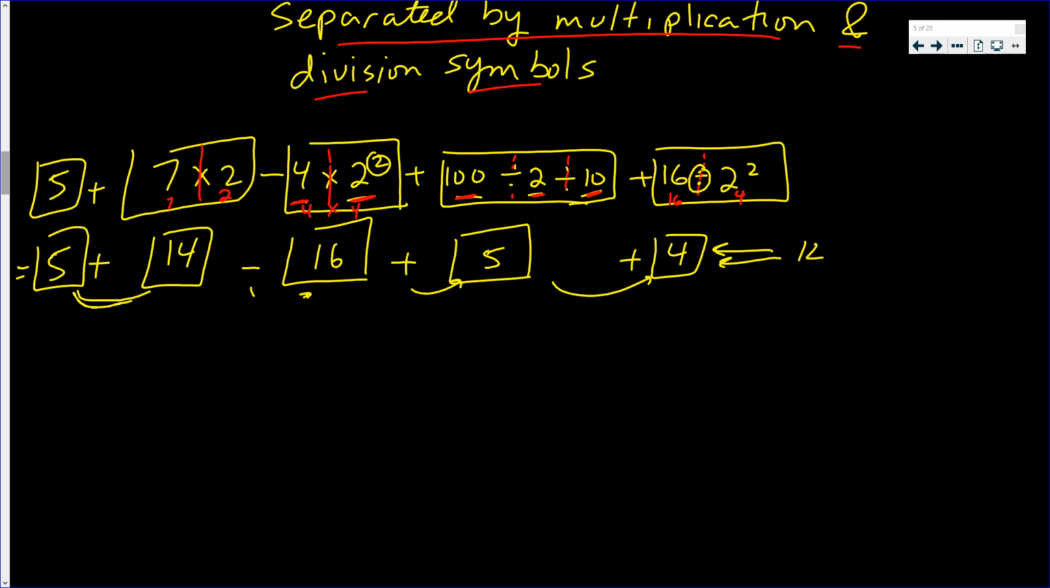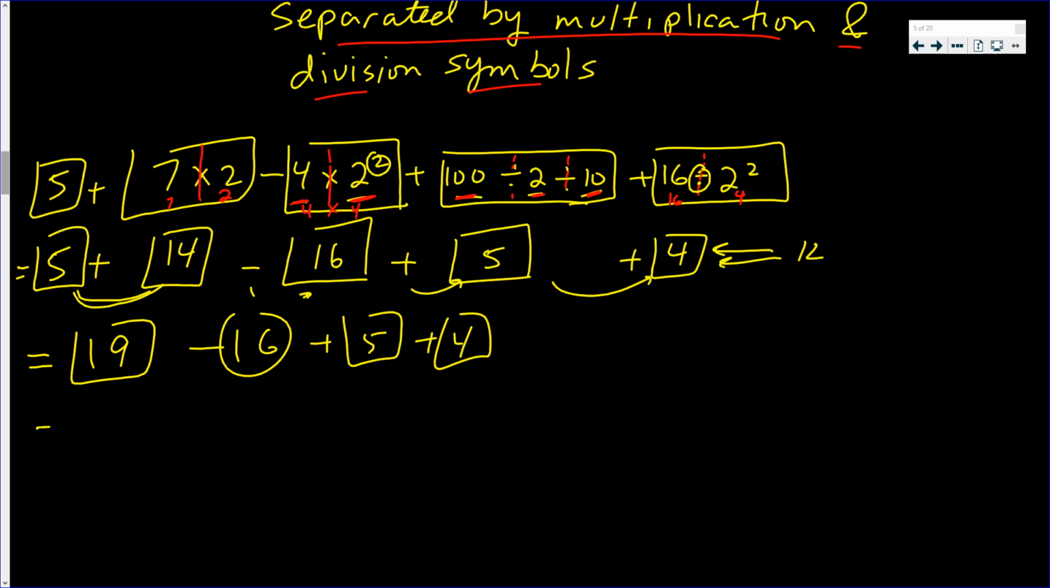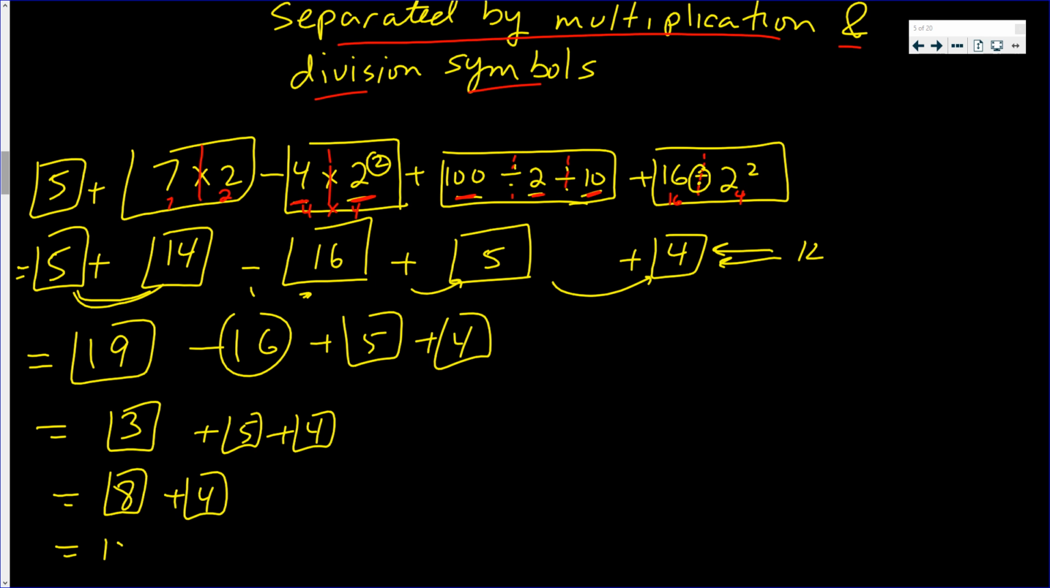If you want to do this and say that's 19, want to do that first, wonderful. But write everything else down. If you want to put the boxes, put the boxes. 19 minus 16 is 3. But don't forget to add on the rest. 3 plus 5 is 8. Don't forget to add on the 4. 8 plus 4 is 12.